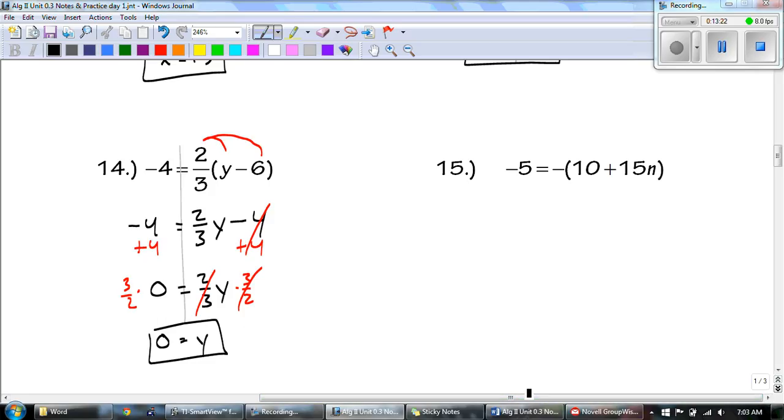All right, and 15, they're trying to be tricky right here, okay? Yeah, because there's a negative right here. You have to distribute that negative inside. So we get negative 10 minus 15n.